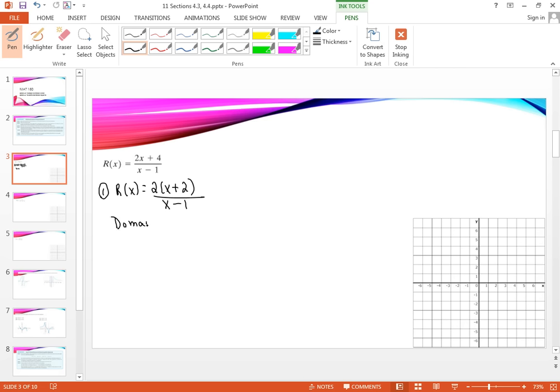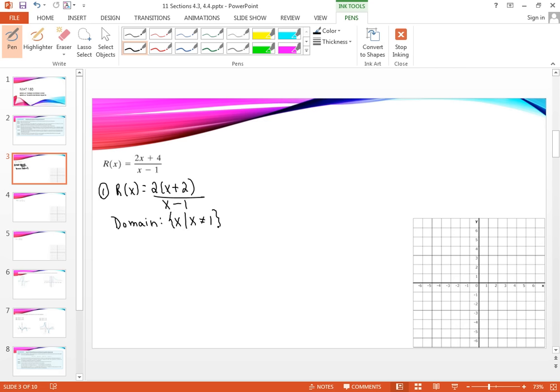And remember, with a rational function, you are worried about the denominator equaling 0. So you look at that and you say, wait a minute, x better not be 1, right? So in set builder notation, set of all x such that x cannot be 1. You certainly can do it in interval notation as well.